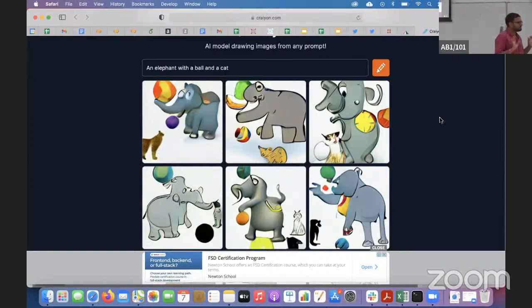So this looks like an image which you can easily find in your Google search also. You can always find an elephant with a ball and a cat. That's not a very difficult kind of image to find in real scenarios also. Let us try to create some unrealistic images also.